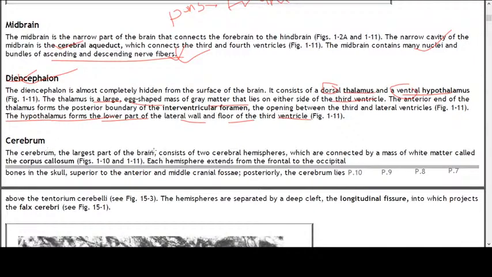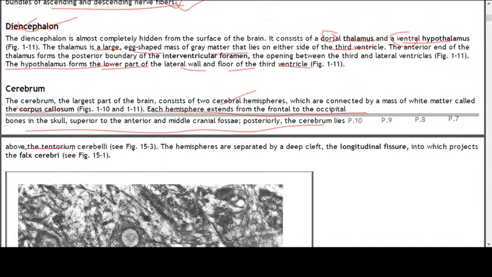The cerebrum is the largest part of the brain, consisting of two cerebral hemispheres, which are connected by a mass of white matter called the corpus callosum. Each hemisphere extends from the frontal to the occipital lobe in the skull. The hemispheres are separated by a deep fissure belonging to the falx cerebri.